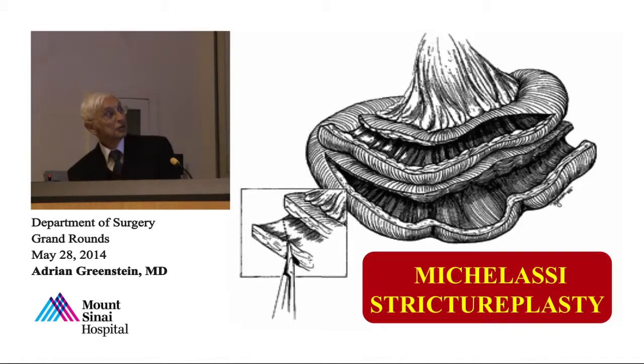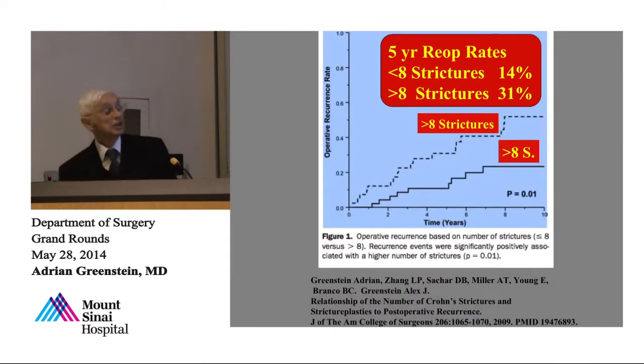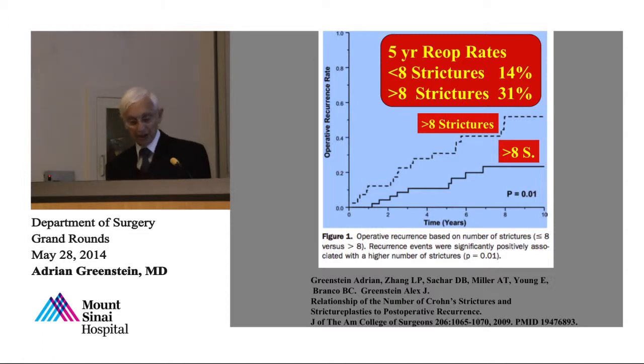And you can do this with double Heinecke-Mikulicz at either end. You could do this procedure with resection, and you can do this procedure with disease to normal bowel as opposed to disease. This shows disease to disease bowel, but you can actually do it to normal bowel. So there are a number of varieties of strictureplasty, and you have to decide which is the most appropriate in each case.